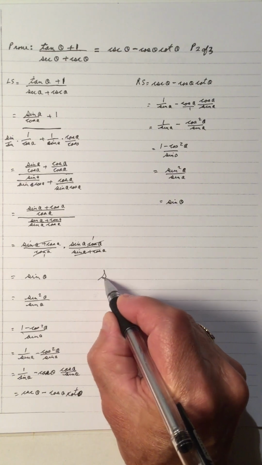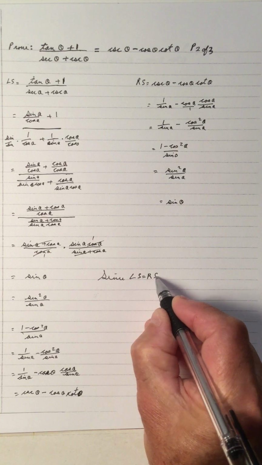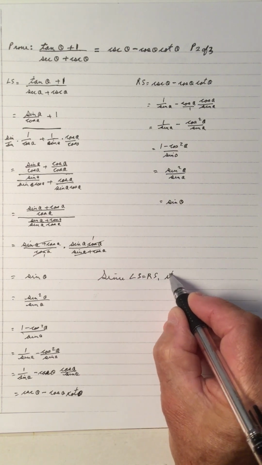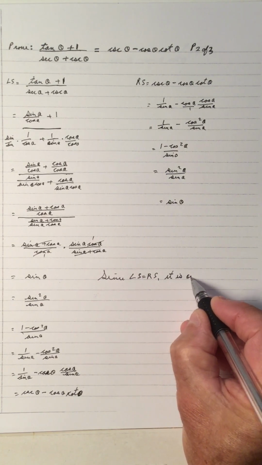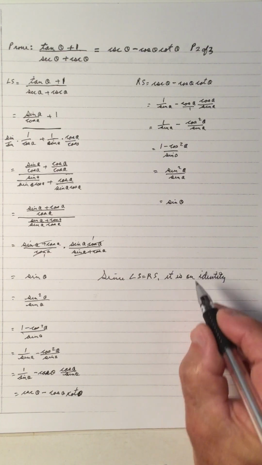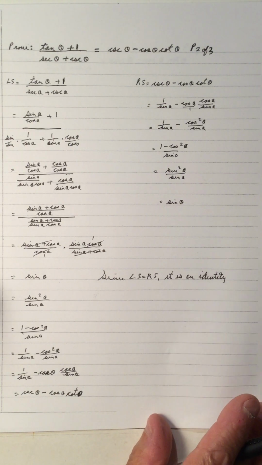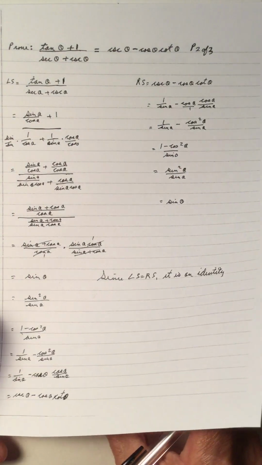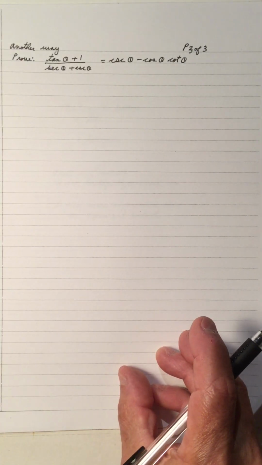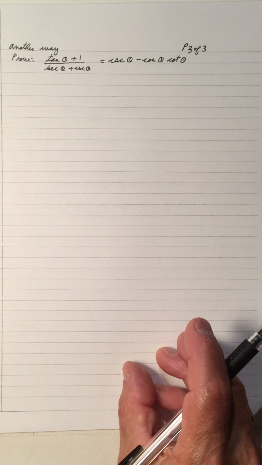So since the left side equals the right side, it is an identity. But I said I was going to do it 2 ways, so let's turn this over and go to the other page. And I said, let's do it another way.